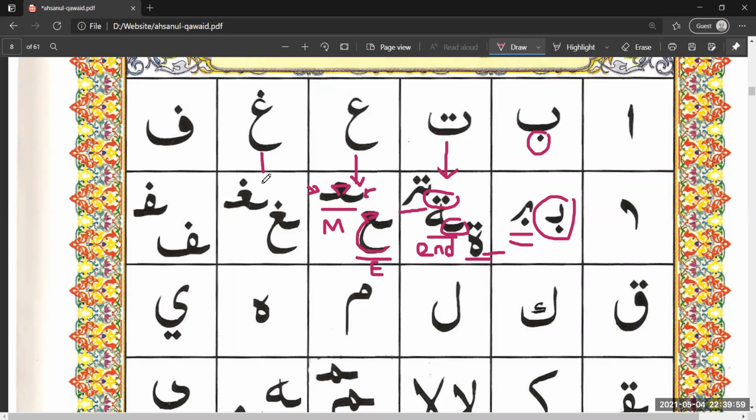And the same thing goes for our ghain. So remember, ghain is an ayn with a dot. So the form is the exact same in the middle and the end, but ghain has a dot.